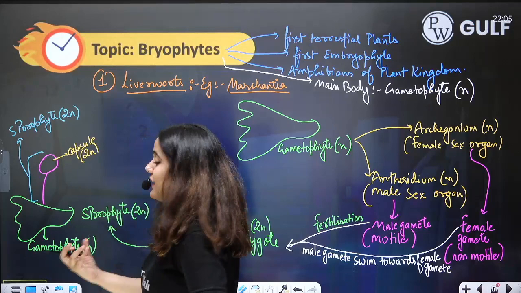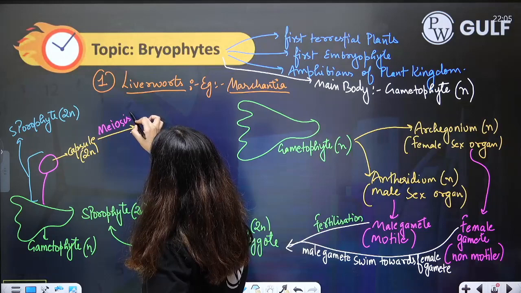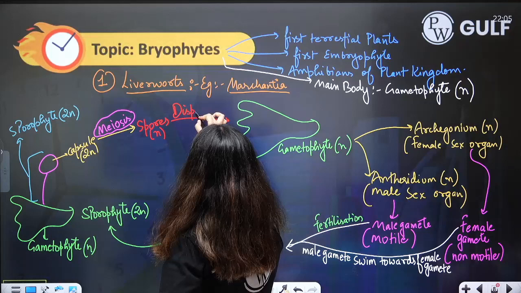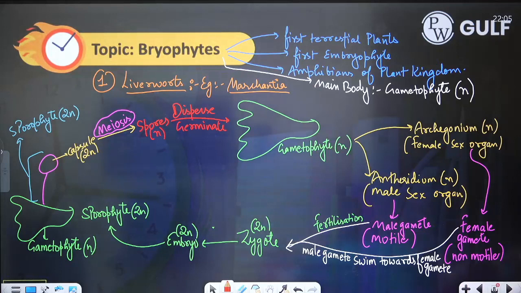The capsule will undergo meiosis. Meiosis is a type of cell division. It will form spores that are haploid. Now these spores will disperse and germinate into a new body. These spores will be dispersed from the capsule. The capsule will open and disperse these spores.